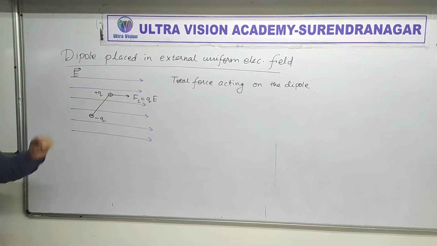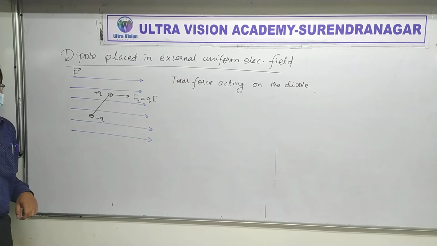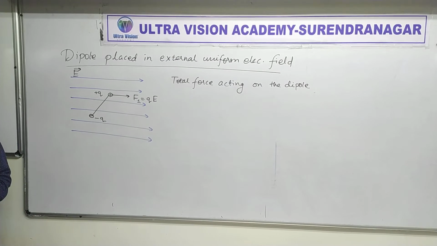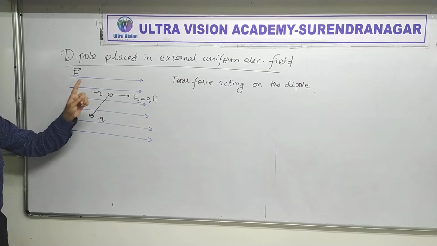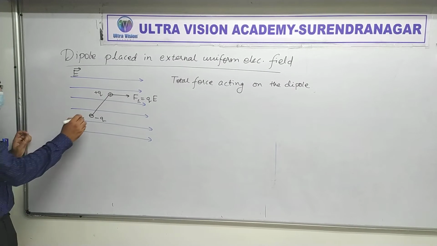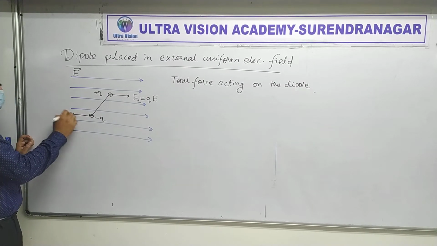So the magnitude is QE. What about the negative charge? The force will act on the left side. Why? Because a negative charge has a force in the direction opposite to the electric field. Understood? Yes. So let's say that's F2.